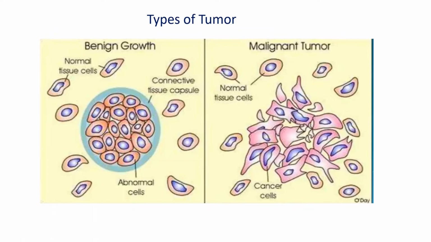Benign tumor is generally encapsulated, while the malignant tumor is non-encapsulated. Benign tumor is non-invasive, but malignant tumor is fast growing. On the other hand, the benign tumor is slow growing. Benign tumors do not metastasize, meaning they do not spread to other parts of the body, while malignant tumors metastasize, they spread to other parts of the body.